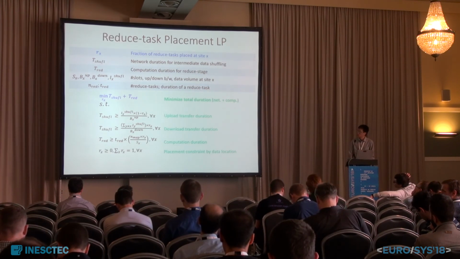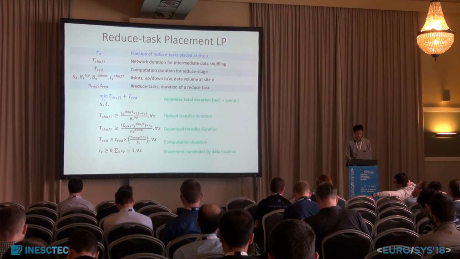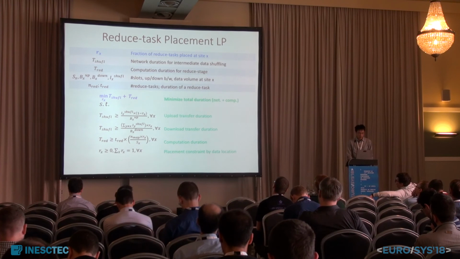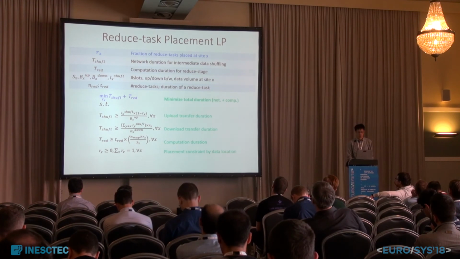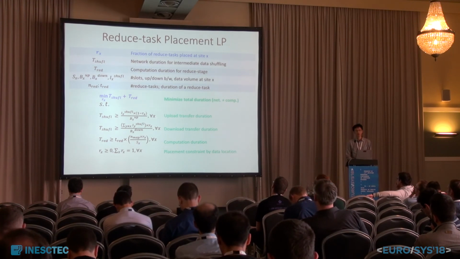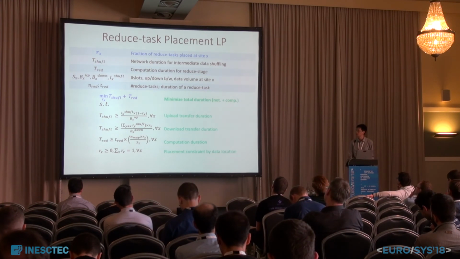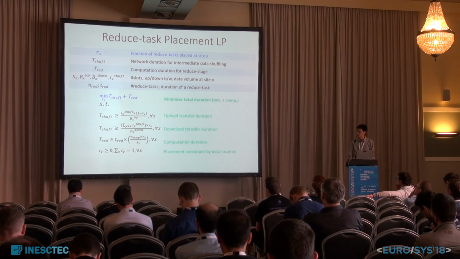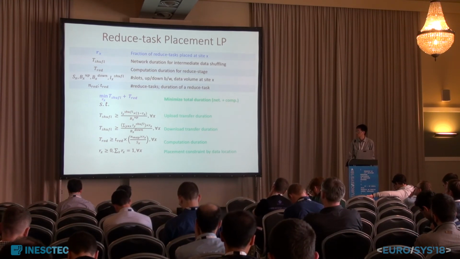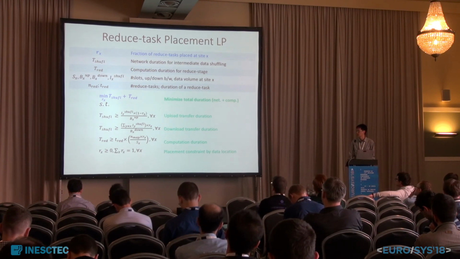We have a similar formulation for reduce task placement, but with a slight difference in that here the variable Rx is just the fraction of reduce tasks placed at site x, because each reduce task needs to read the data from all of the map task outputs, so we don't have to specify where it reads data from. Other than that, the formulation is similar. We are also minimizing the sum of network transfer time plus computation time, while the network transfer time is determined by the bottleneck of all of the upload and download times. And the computation time is also determined by the number of waves times the average execution time.